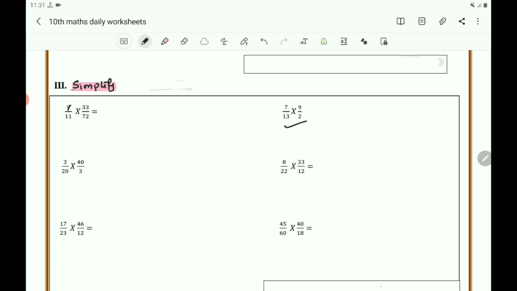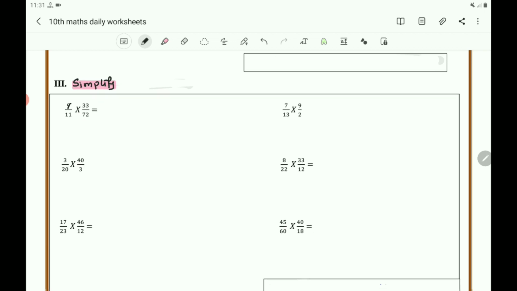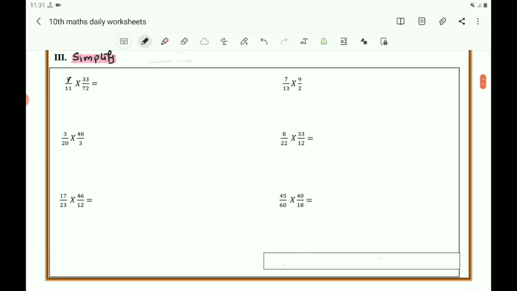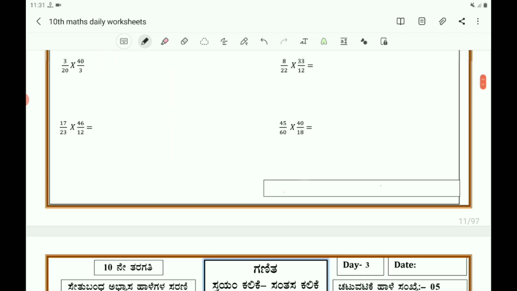Here also try to cancel. If it is not possible to cancel, then you can multiply numerator into numerator and denominator into denominator and write the product. Here you write the product of the numerators. Here you write the product of the denominators. So if it is possible, try to cancel numerator by denominator and then multiply, or otherwise take the product directly, numerator into numerator by denominator into denominator.